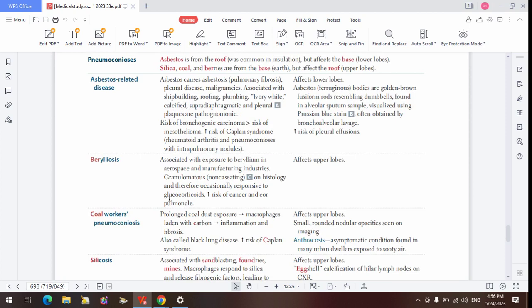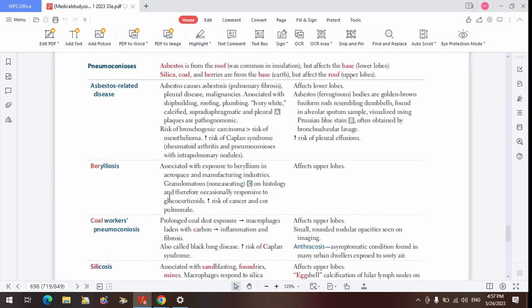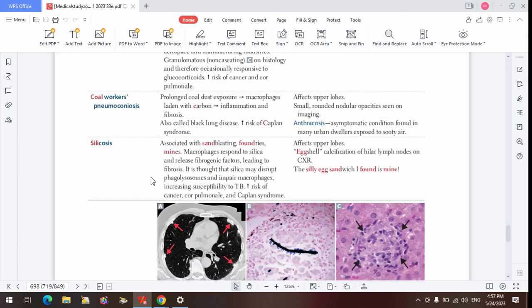And so what are the things that can bring about asbestosis? Where can someone get exposed to asbestos or asbestos containing material? Ship builders.